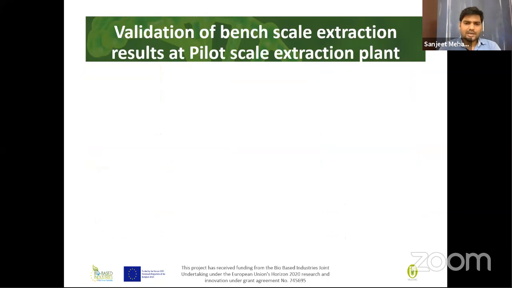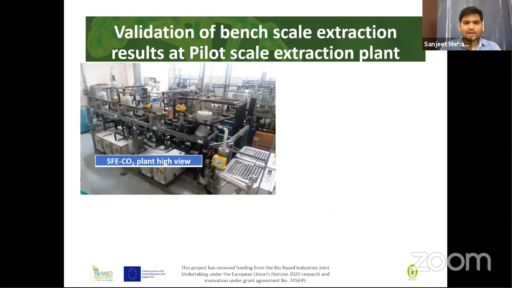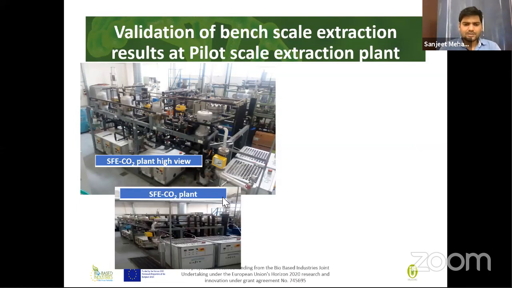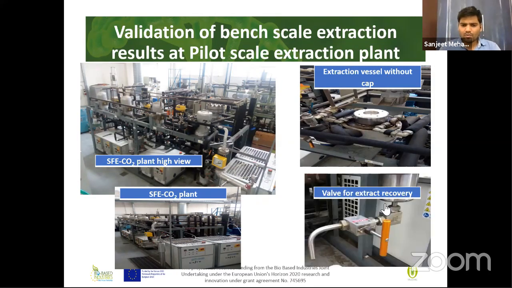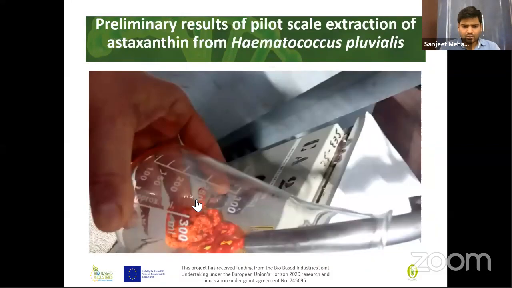This is the overview of the pilot plant, which is located in our research center. This is the high view of the pilot plant, and this is a CO2 plant for the extraction. This is the extraction vessel without cap. Here is the extraction vessel, and this is the wall for the extraction. Here is the video, and maybe I will play it at the end of my presentation.